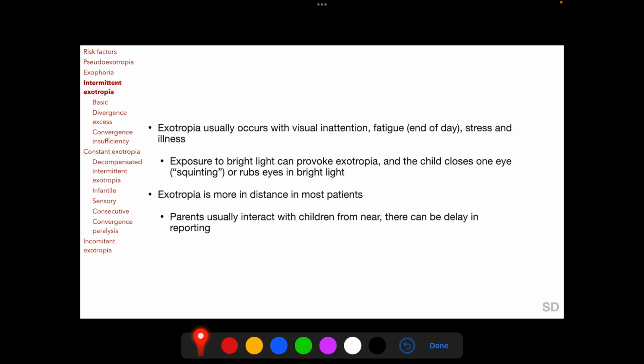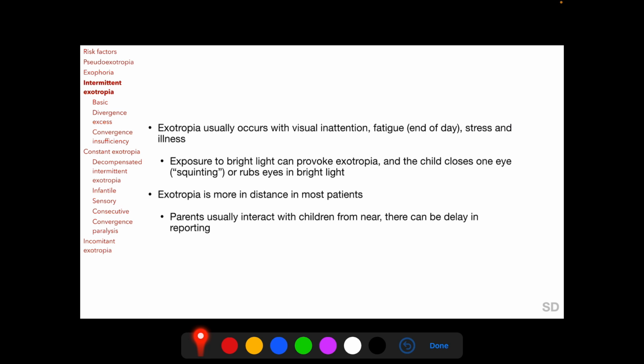In IXT, the exotropic periods usually occur with visual inattention, fatigue, stress, and illness. Exposure to bright light can provoke exotropia in a patient with intermittent exotropia, and on exposure to bright light, the child can be found to close one eye or rub his or her eyes. This closure of the eye is called squinting, from where the term squint originates.